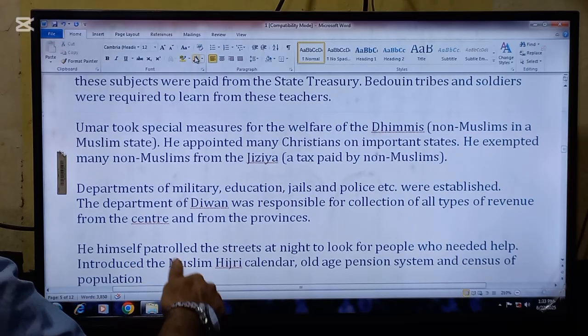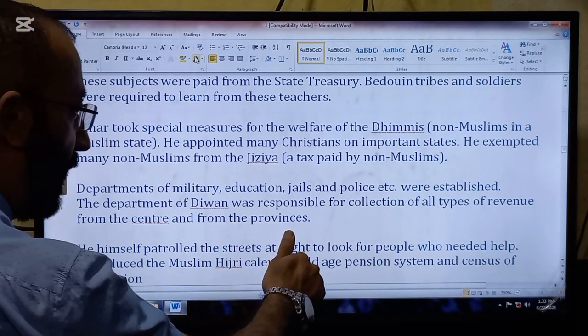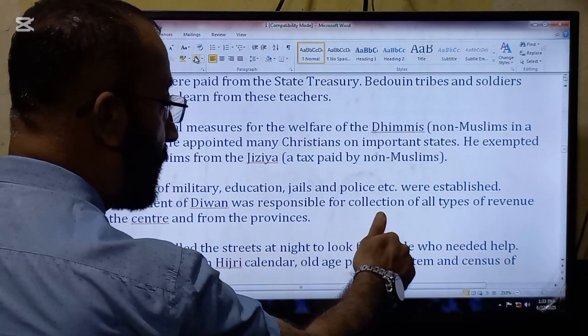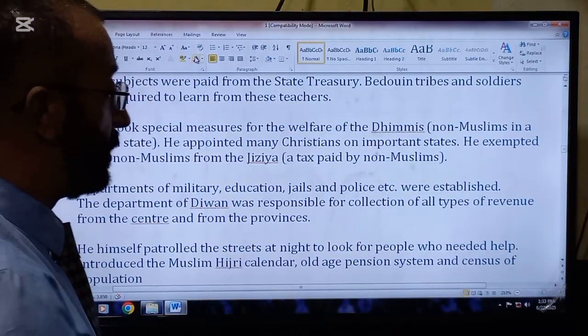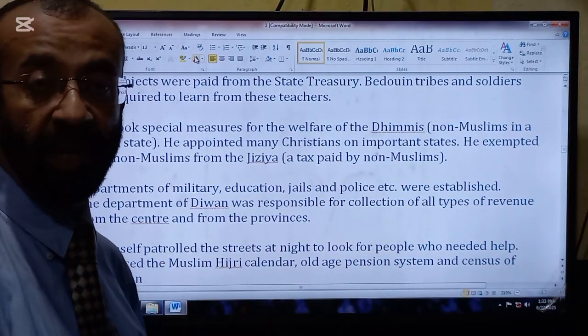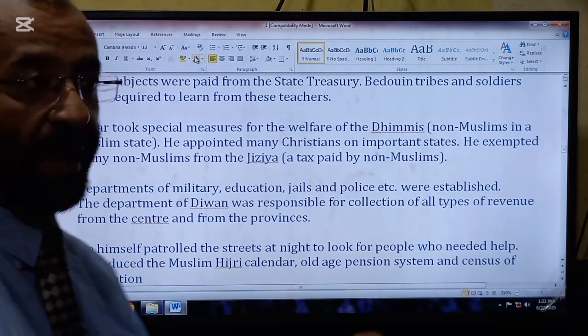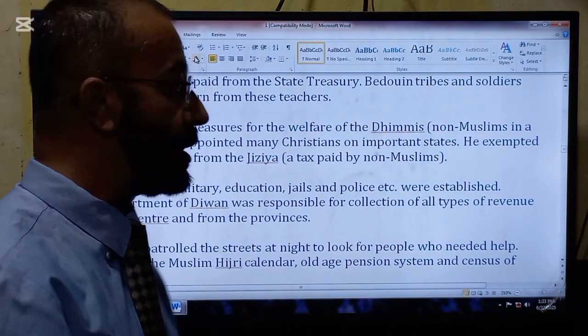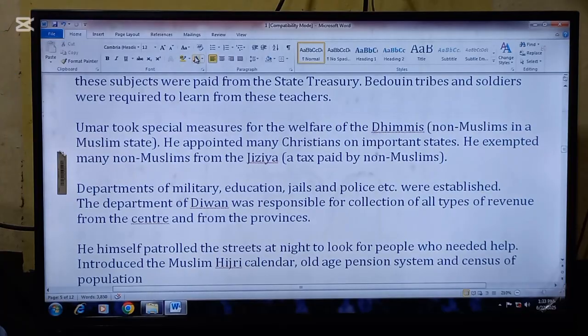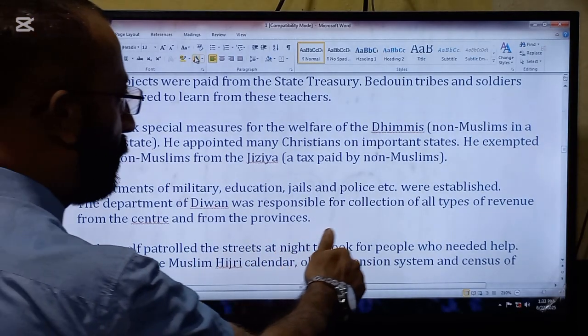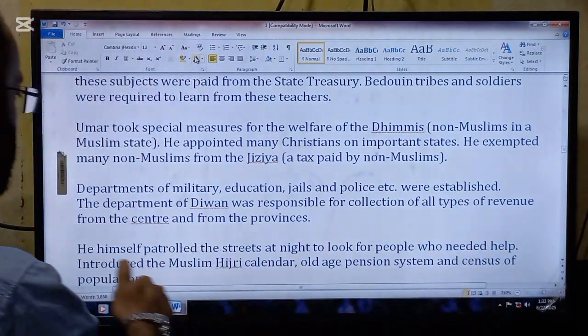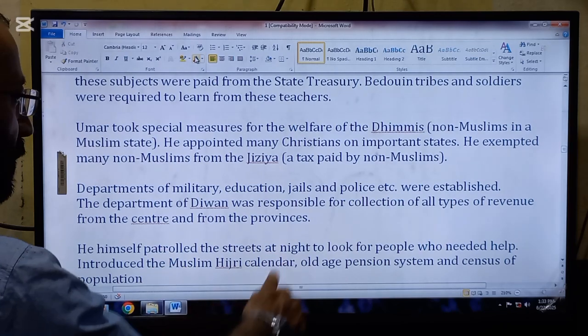Departments of Military, Education, Jails, and Police, etc. were established. So these were new administrative steps taken by Hazrat Umar Raziyallahu Anhu for better working of the state. The Department of the Diwan was responsible for collection of all types of revenue from the center and from the provinces.